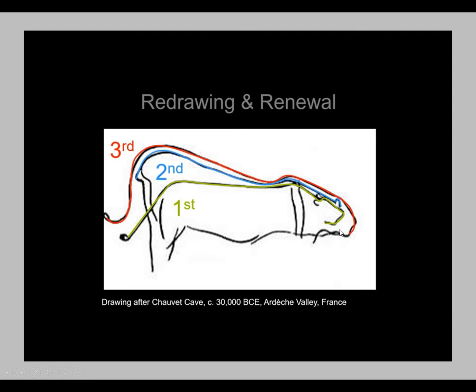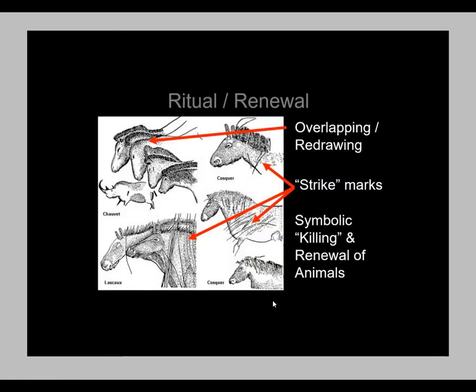Somebody much later came in and just used the same contour around it, and in some cases just repeated something. So it's not about originality, and it's not really about painting a scene of animals interacting with each other or being hunted. So this horse, this is the first, and then second, third. It's just repeated. People coming in and doing the same thing around the horse. And then there are all these strike marks on top of them, for whatever those mean.